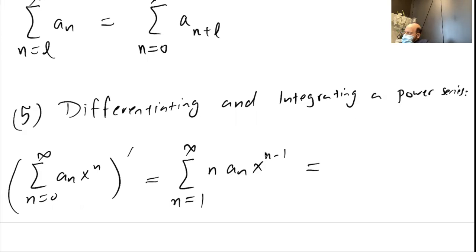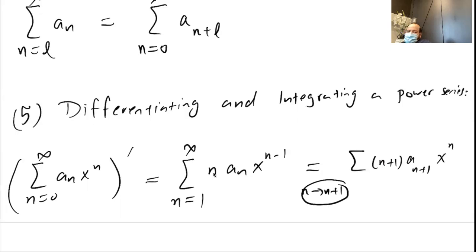And now let's say I change n to n plus 1, because I want this power to be n instead of n minus 1. Then I will have sigma (n plus 1) a_(n plus 1) x to the power n. And instead of 1 to infinity, we said if you change n to n plus l, the start shifts l units to the left. So this will be a 1 unit shift to the left, and then I'll have n from 0 to infinity.